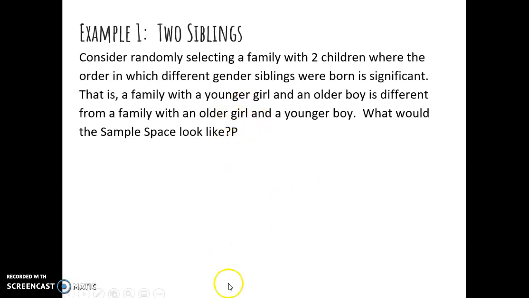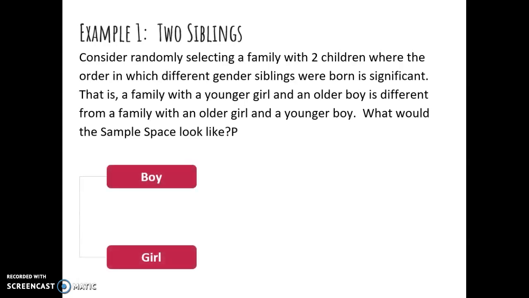Ignore this P. I believe that was a typo. So I'm going to make a tree diagram to list all the possible outcomes of a family with 2 children. So the first child could be a boy or a girl. So you list those 2 outcomes.